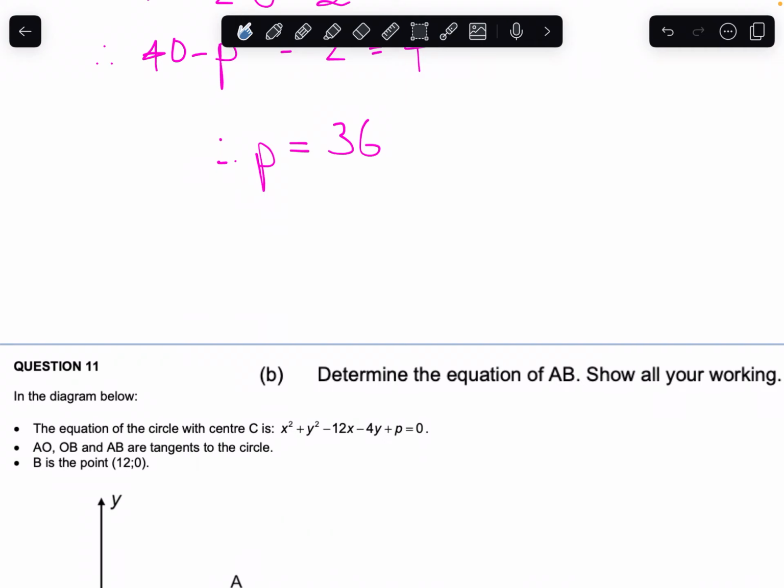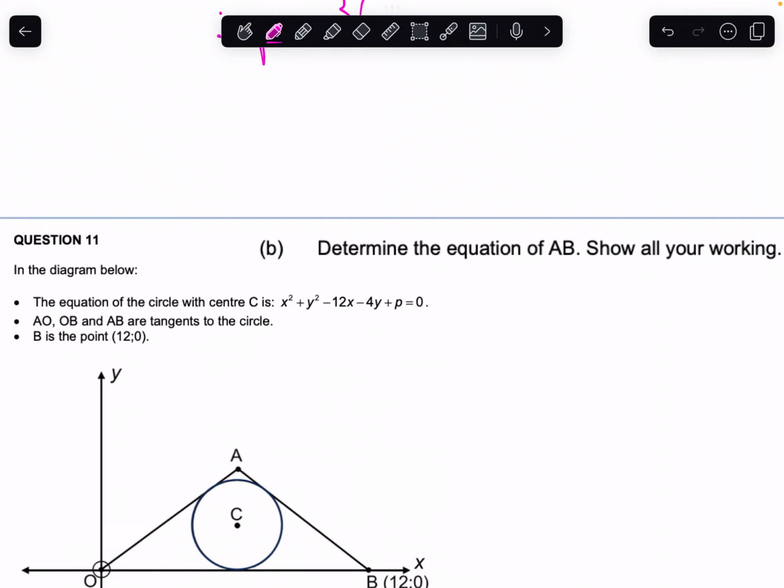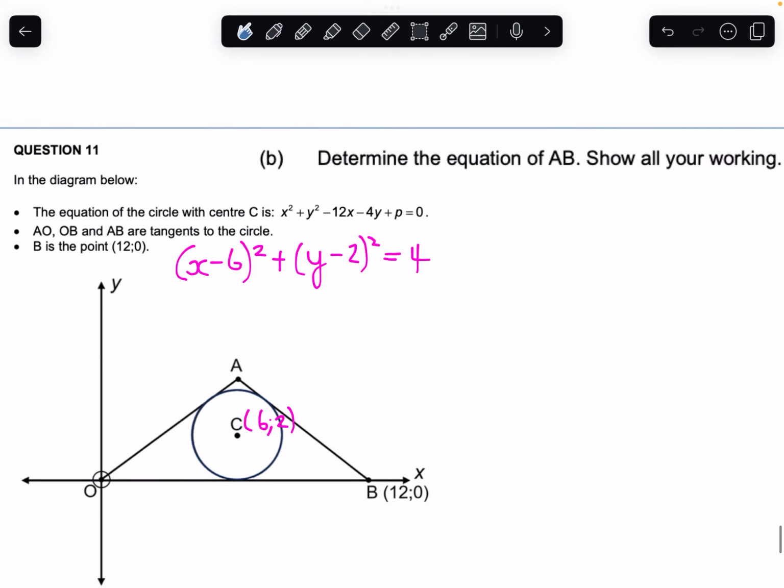Determine, okay, first let me just write down what we know so far. We know that our equation for the circle is x minus 6 squared plus y minus 2 squared is equal to 4. So we know that this is 6 and 2. I don't really know if we need Q again, but whatever, we'll keep it. Okay, cool. So determine the equation of AB, show all your working.